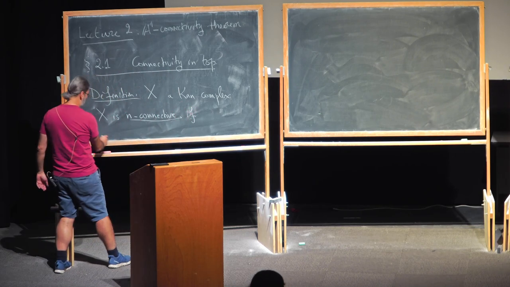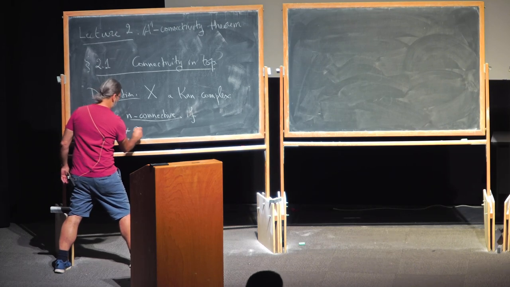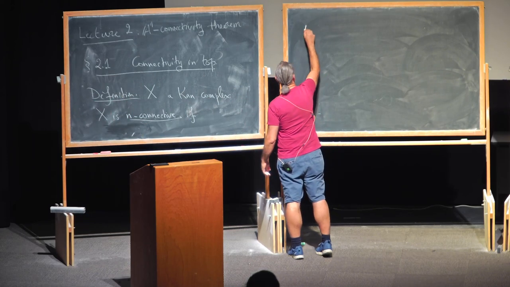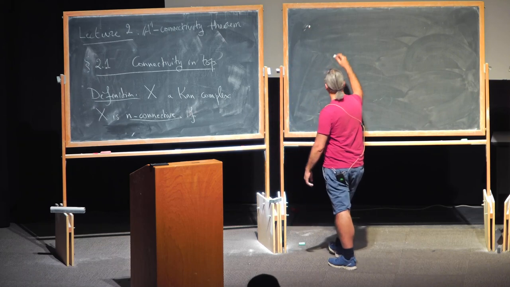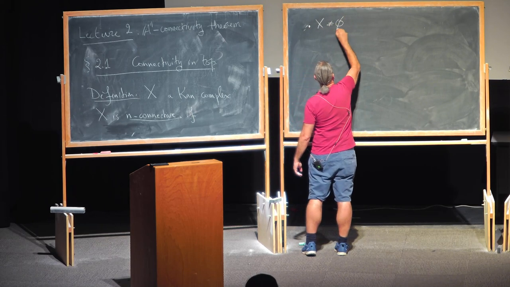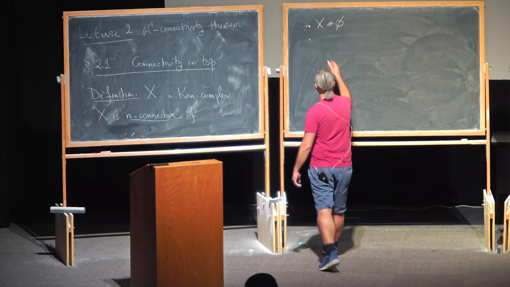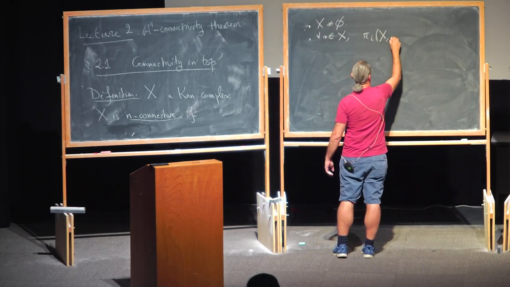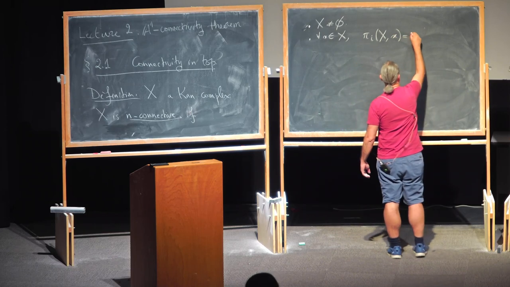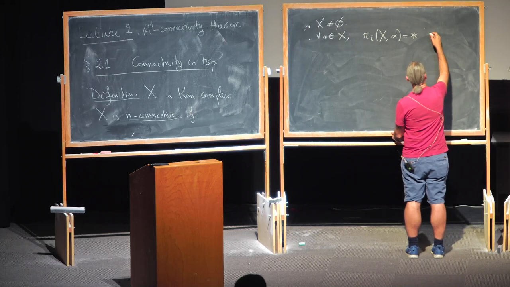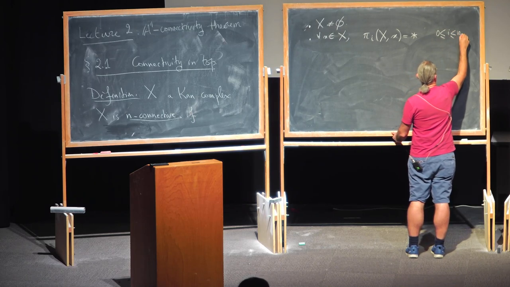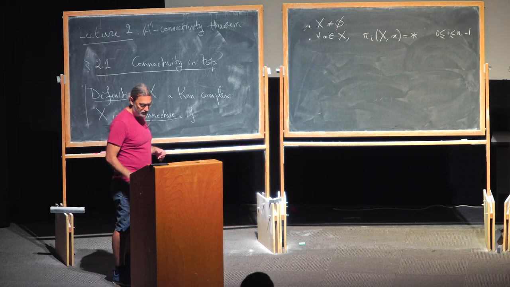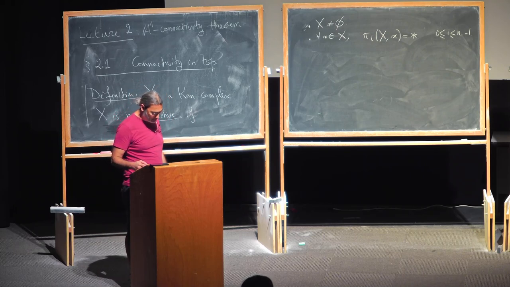So there are two conditions. The first condition is that X is non-empty. And the second condition is that for every point in X, we ask that the homotopy groups, homotopy objects or sets, depending on i, are trivial for i between 0 and n minus 1. Okay, this is the definition of being n-connective.